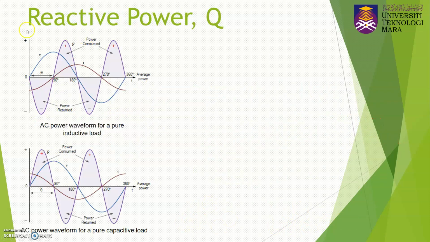Next, let's have a look at the second type of AC power, which is reactive power, and the symbol used is Q. The first diagram shows you the AC power waveform for a pure inductive load. In the case of an inductive load, your AC circuit only involves an inductor. For an AC circuit that involves the inductor, the voltage will be lagging the current, or otherwise the current is leading the voltage. Then the multiplication of V and I will be equal to your P here.